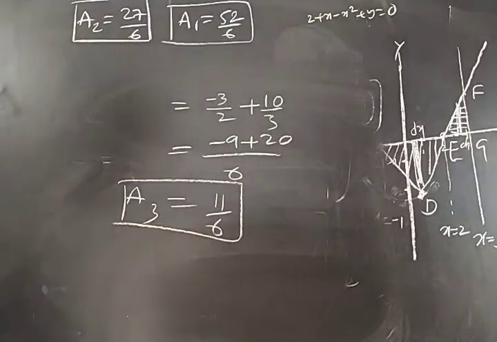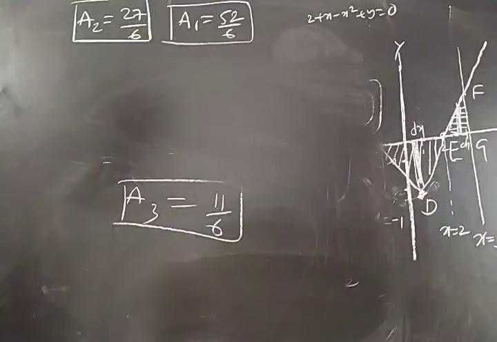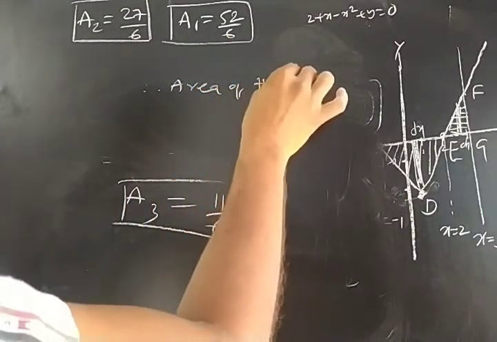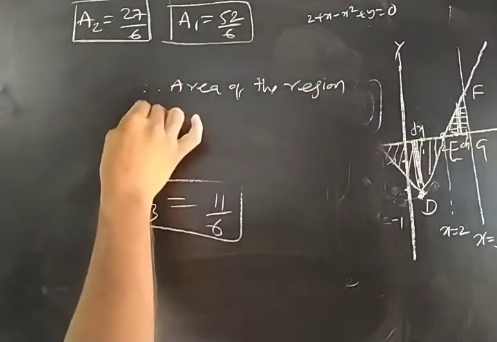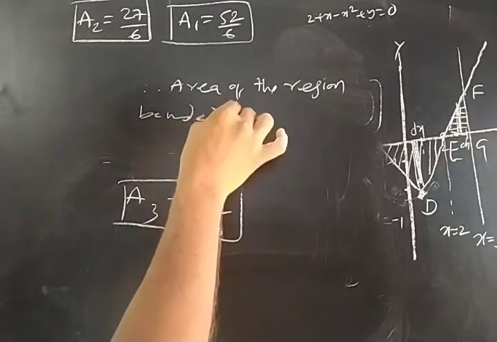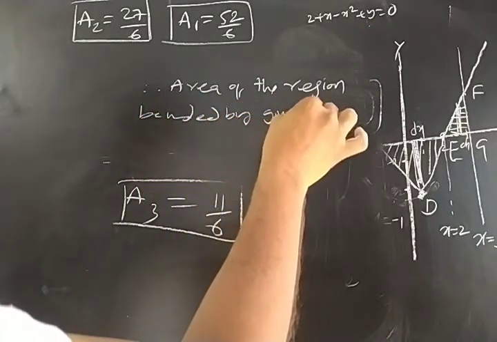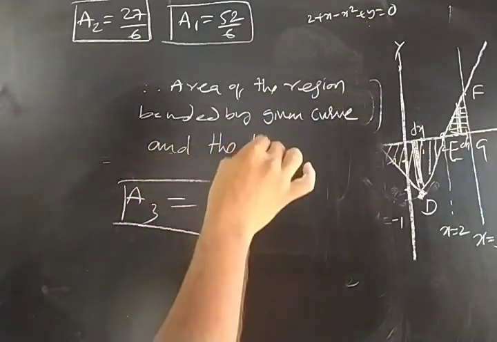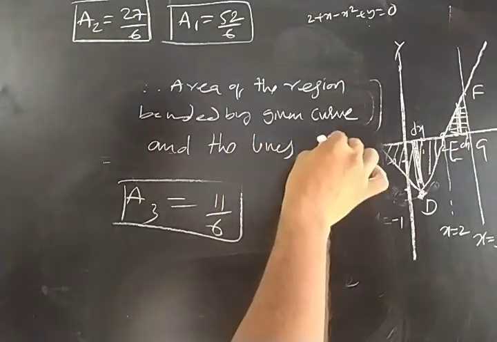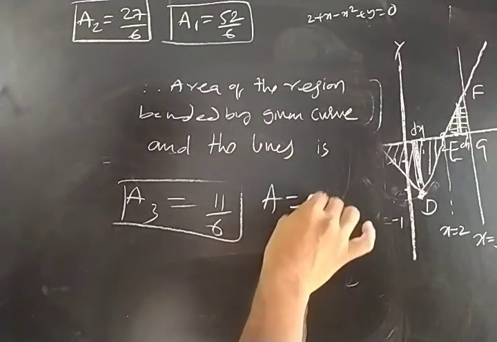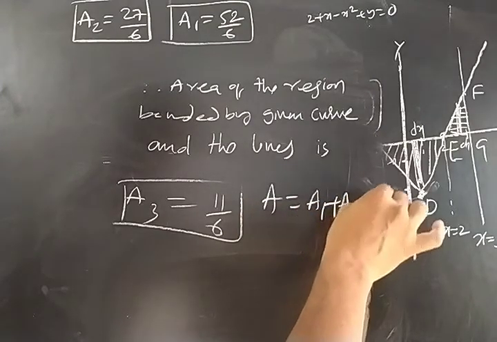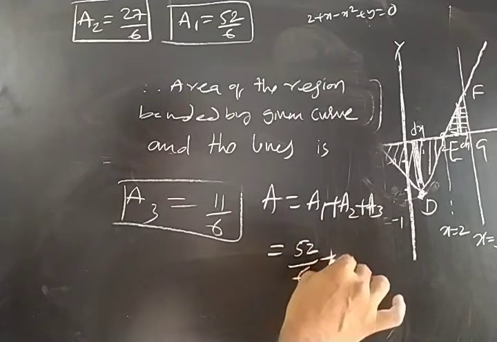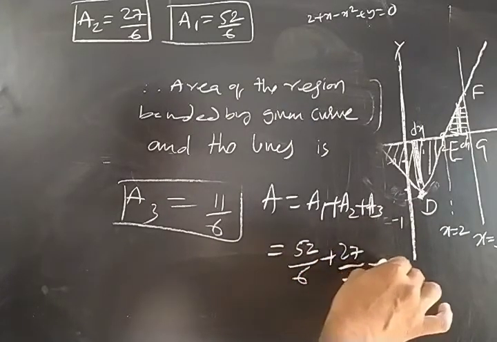Now I need the total area. Therefore the area of the region bounded by the given curve and the lines is, I am taking as capital A equal to A1 area plus A2 area plus A3 area. What is the A1 area? 52 by 6. What is the A2 area? 27 by 6. What is the A3 area? 11 by 6.